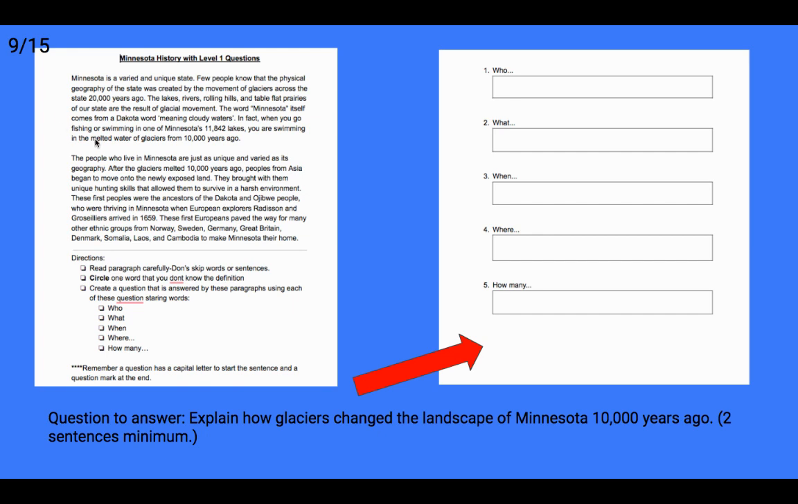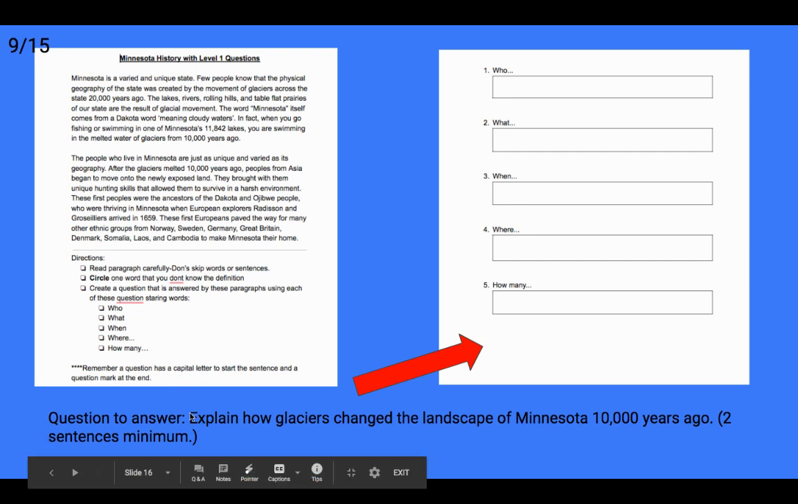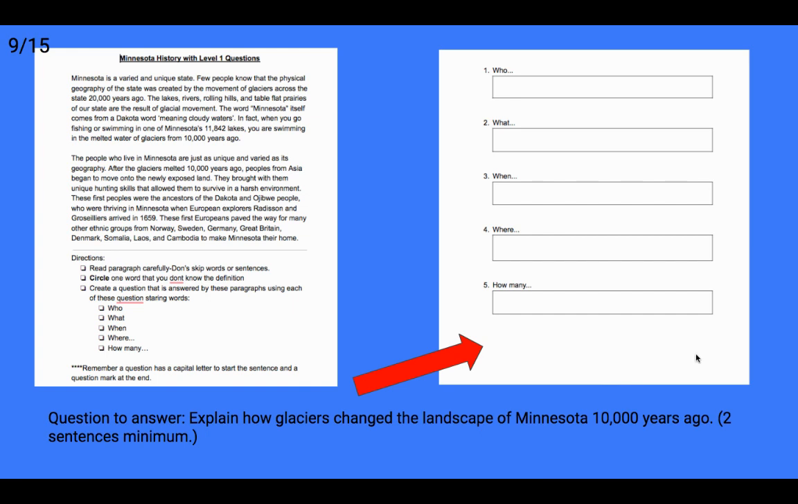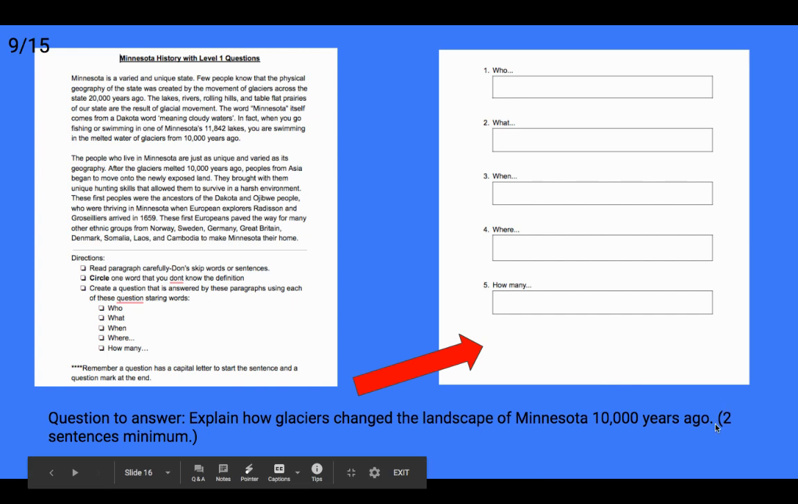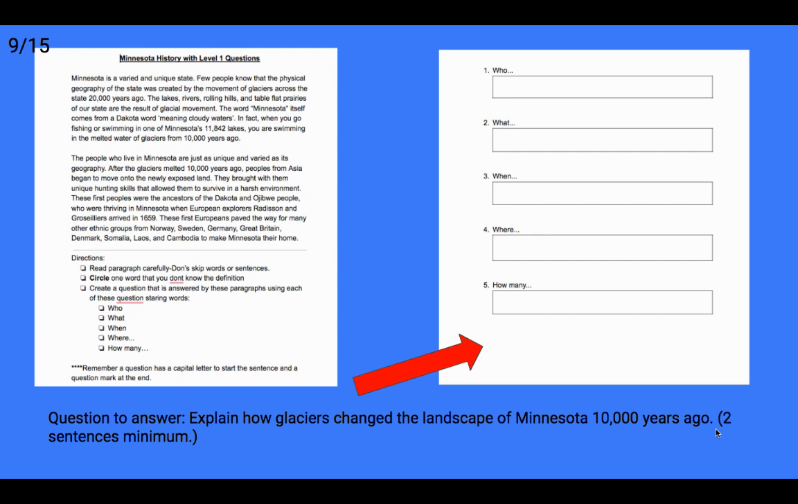Now, there's information about glaciers in this first paragraph. There's information about glaciers in the second paragraph. There's even more information about glaciers from yesterday's reading. So you have information. You need to answer this question right here. Explain how glaciers changed the landscape of Minnesota by writing it down here. And then a 2-sentence answer is minimum. There's a lot of things that you could say about glaciers and how they changed the landscape of Minnesota.